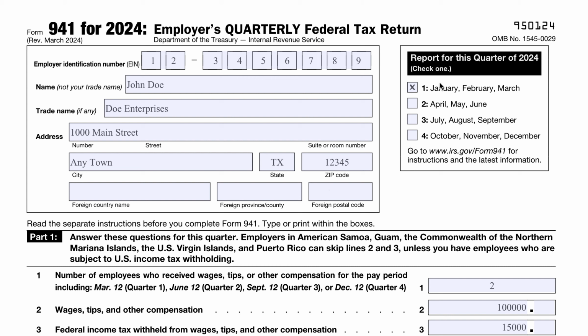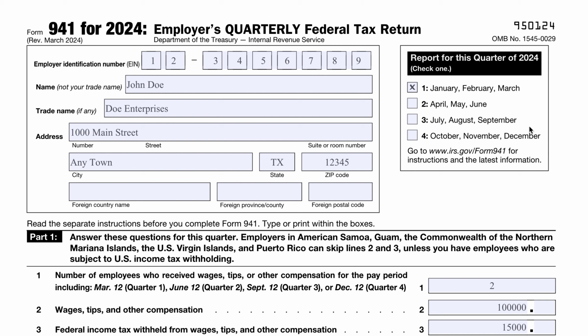And then, of course, over to the right-hand side, we're going to check the appropriate field for which quarter you're reporting. If you think of your typical calendar year, quarter 1 would be January, February, March. Quarter 2 would be April, May, June. July, August, September would be quarter 3, and then the last quarter would be October, November, and December.